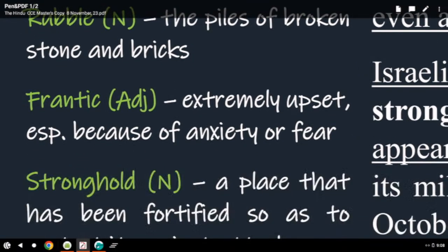Frantic, write the combination frantic call, C-A-L-L. They made a frantic call. Frantic, part of speech, adjective. Extremely upset, especially because of anxiety or fear. Imagine you're in a particular place. The place is being bombarded every day with bombs. How do you feel? Comfortable or uncomfortable? You are gripped with fear. And then you make a frantic call to all your friends and relatives.